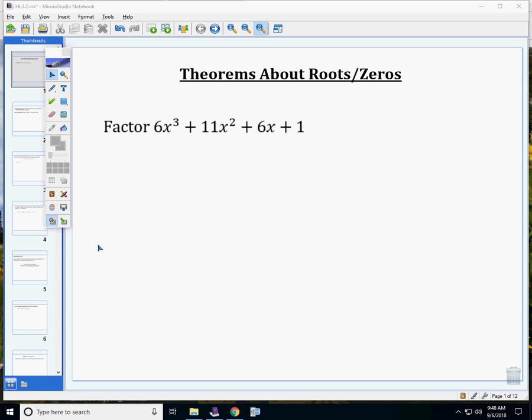Today's lesson is on theorems about roots and zeros. I'm going to remind you how to factor. We're going to then find all of the roots and zeros. We're going to check to see if things are factors.